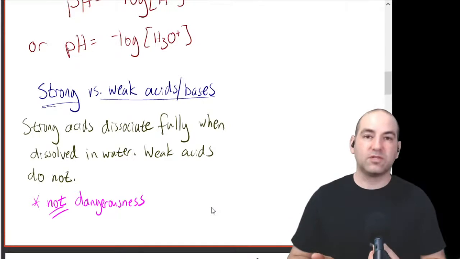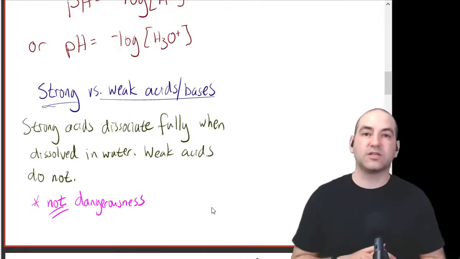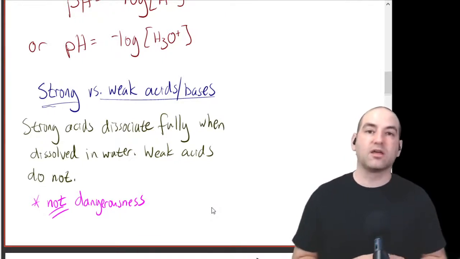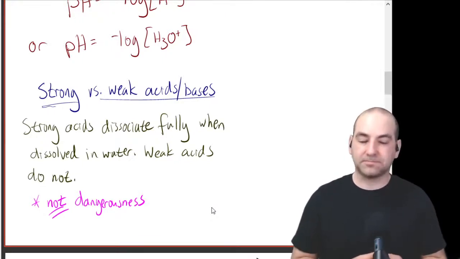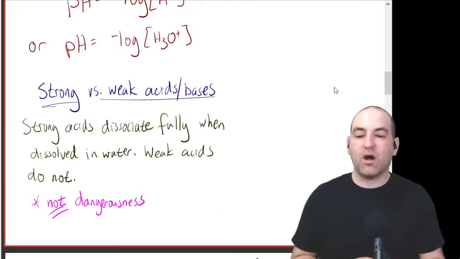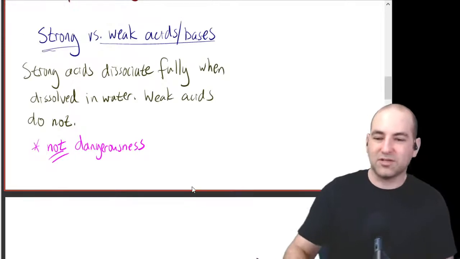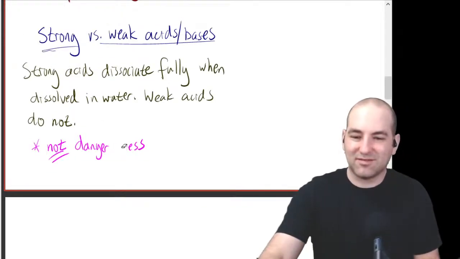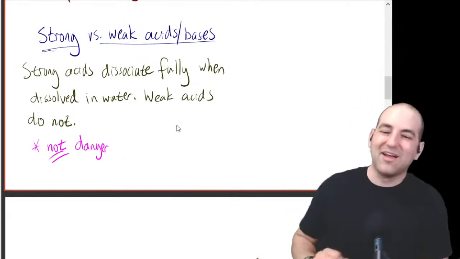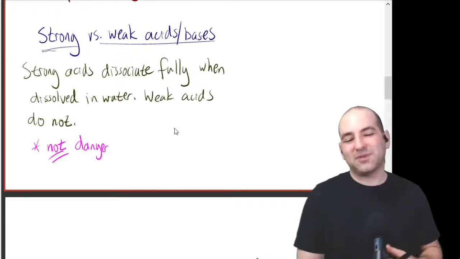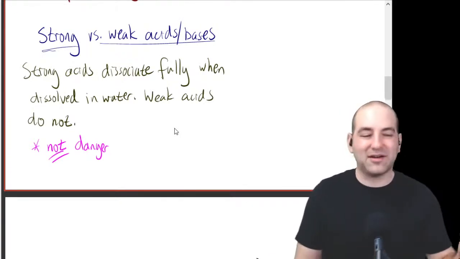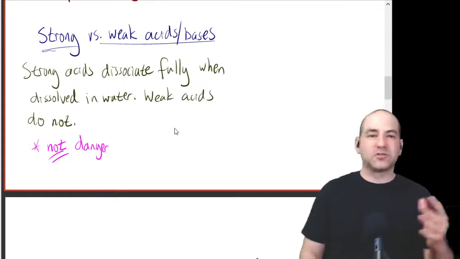Acetic acid, which is vinegar, can also be extremely corrosive and dangerous in its concentrated form. Acetic acid vapors can really damage your lungs. So we always have to look up the danger. So, you can't just say, oh, this thing is a weak acid, so I don't have to worry about it. Those are separate concepts.